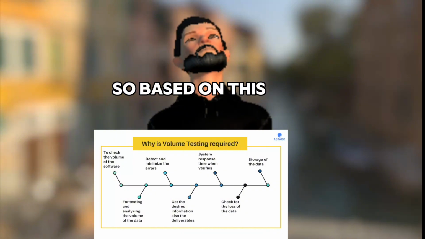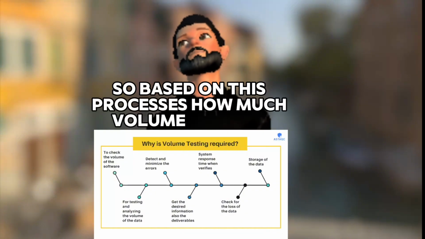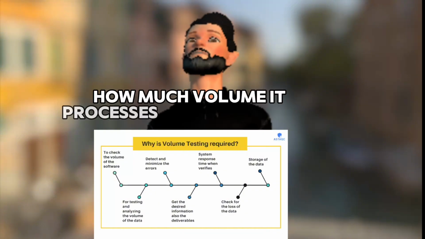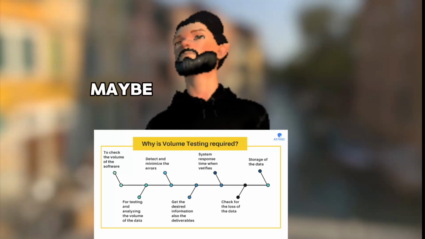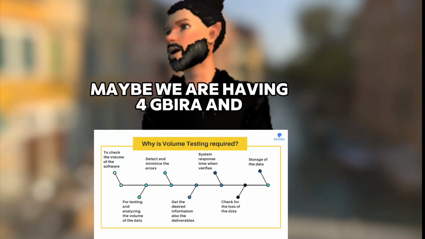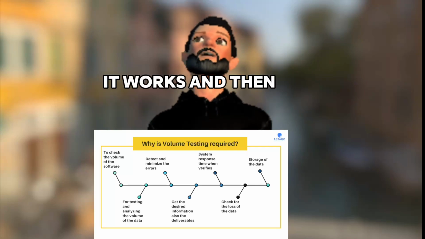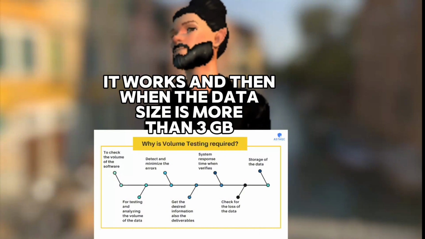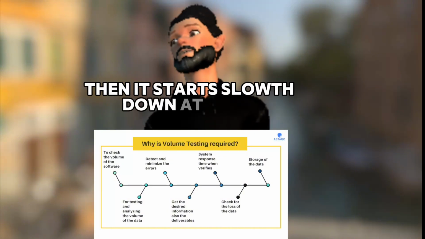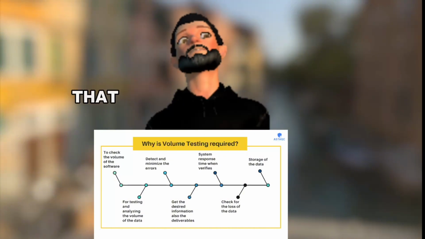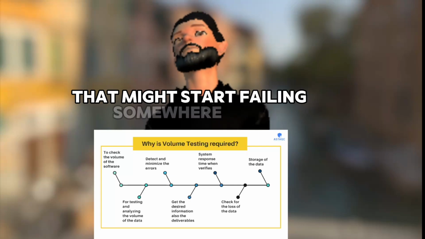Based on these processes, you find out how much volume it holds, how much volume it processes, and at what volume. Maybe we have 4 GB RAM, and up to 3 GB it works, and when the data size is more than 3 GB, it starts to slow down. At more than 4.5 GB, it might start failing with errors.